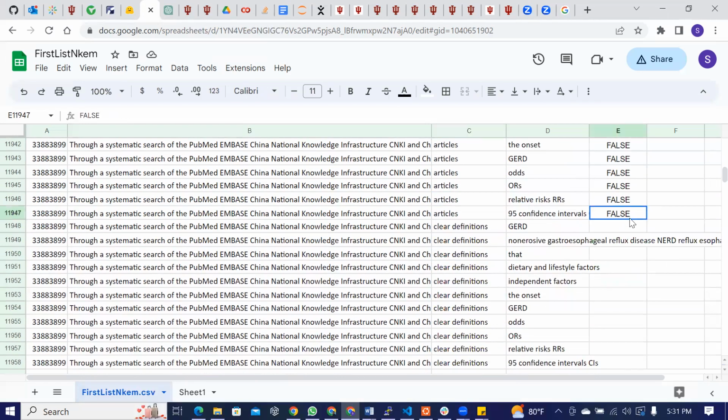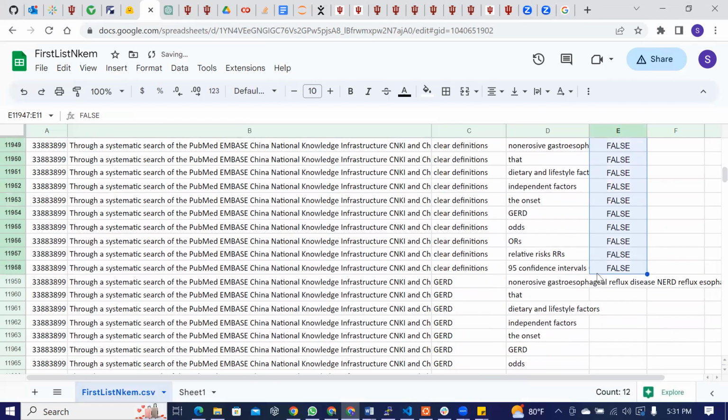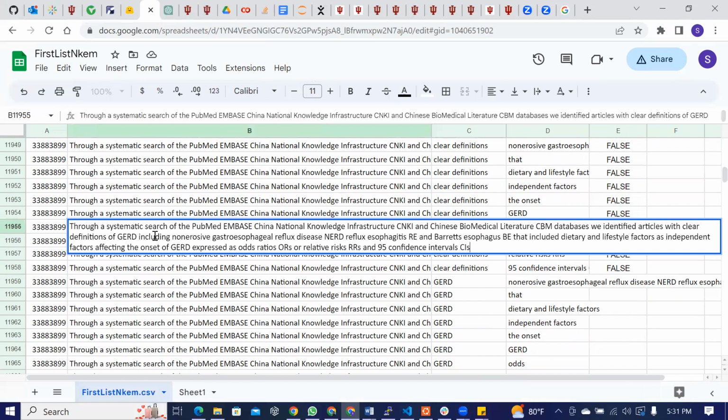We don't need clear definitions. We don't want clear definitions. We are looking for something more solid in our project. So the clear definitions are going to be all false. So it's actually not something so hard.